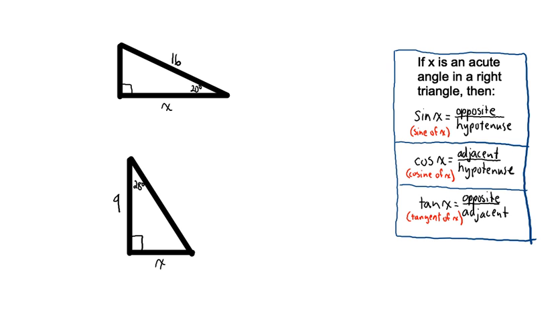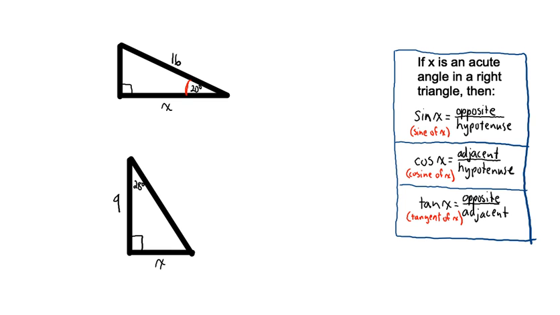All right, and it looks like, there we go. Okay, so I've got two right triangles. We're going to do two examples here and then two more. I want to find how long is x, and I'm going to be using the 20-degree angle.